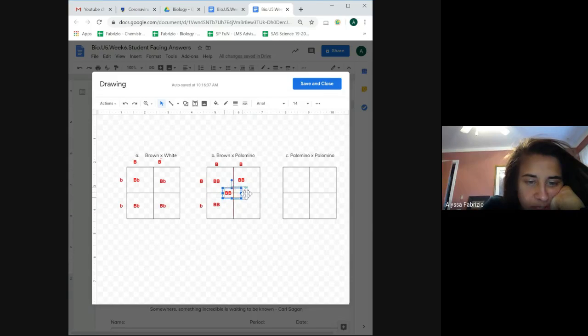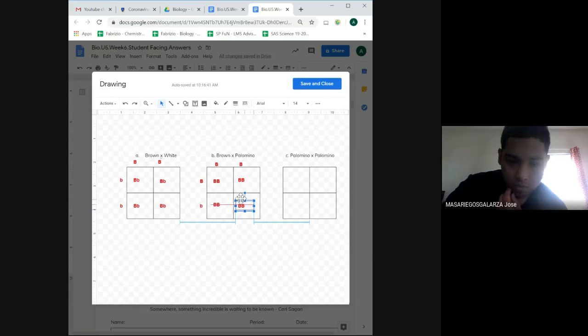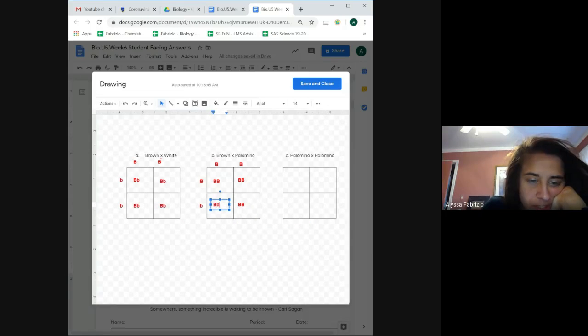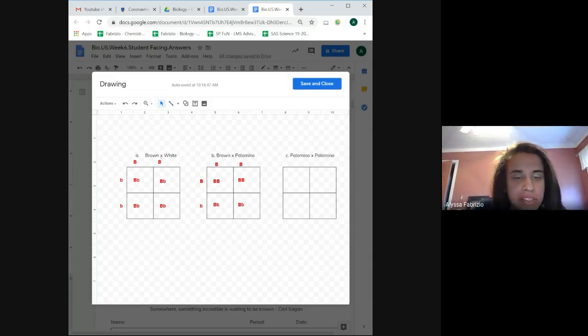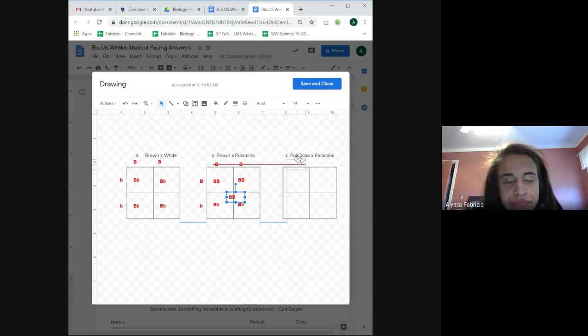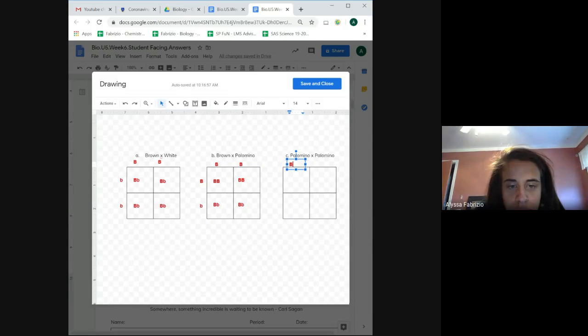So what are these two bottom boxes going to look like, Michael? It'll be palomino. Palomino. Very good. So they're going to have that genotype. So heterozygous genotype. What about for these finals? So we're crossing two palomino horses together. They're all going to be uppercase B and lowercase b. Okay, very good. So they're going to be heterozygous again.